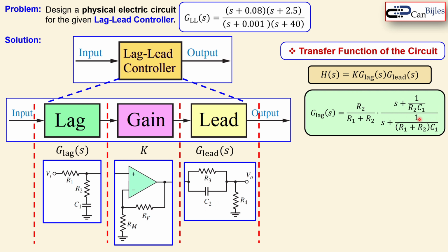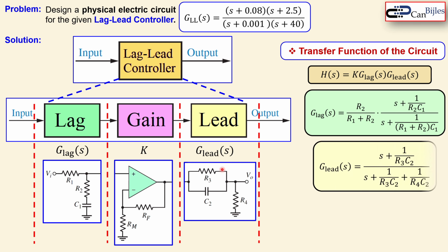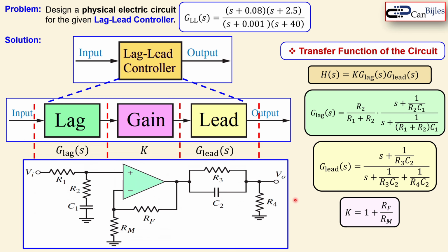Now the lag transfer function using this part is shown here. So you see the R1, R2 and the capacitor C1. The lead transfer function is here with the R3 and the C2 and R4. That's shown here. And we have also the gain stage, which is then the transfer function of the non-inverting amplifier, which is then shown here. That is the very basic formula. So connecting these three subparts, we can get this complete circuit. And that is the circuit we would like to design.